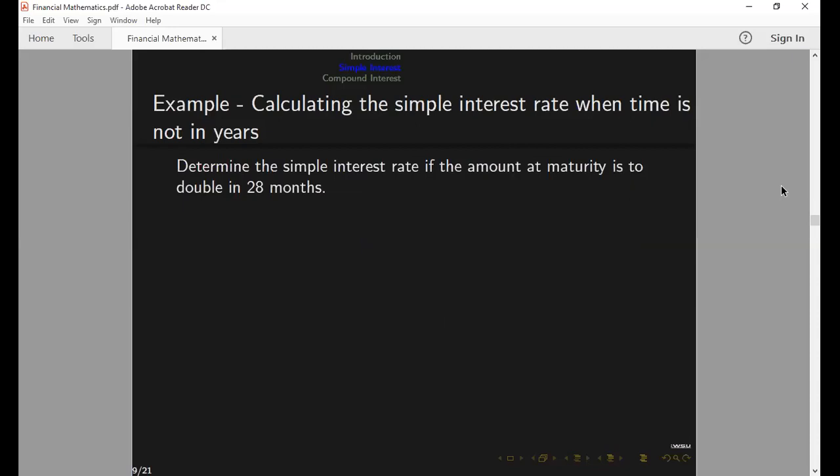Now, we've got calculation of a simple interest rate when time is not in years. Now remember, I said your time should always be in years before you put it in the formula. Always should be in years. Now, the example that we're given here says determine the simple interest rate if the amount at maturity is double in 28 months.